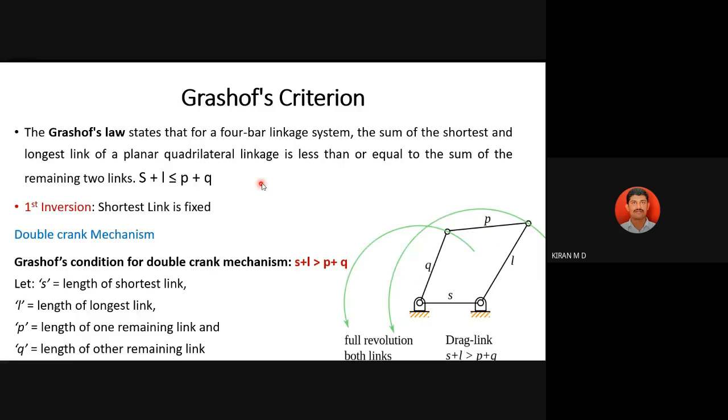Before going to that, what is the inversion? This is the important parameter. What is the inversion? Inversion means, in kinematics, first I will go back to the kinematic chain. In that kinematic chain, the last link is connected to the first link. For example, this is the kinematic chain. I will consider S is the first link, Q is the second link, P is the third link, and L is the fourth link. The last fourth link is connected to the first link. This is the kinematic chain.